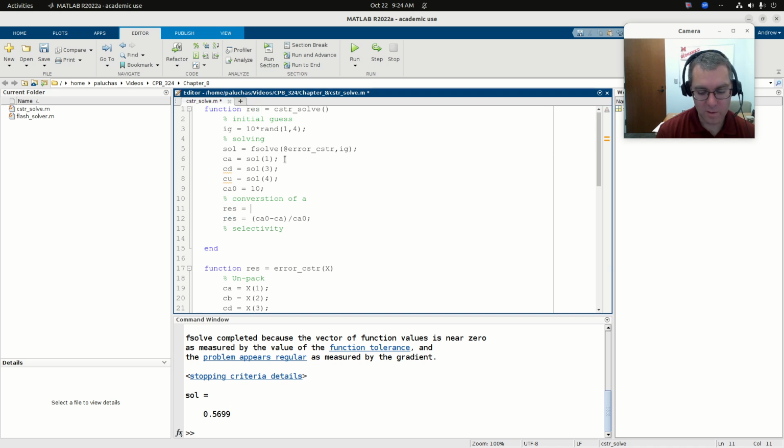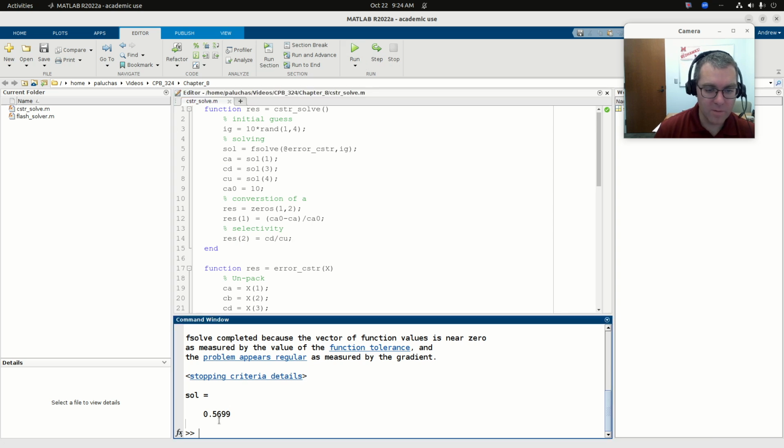So I'm just going to define res, a vector of length 2. There's my first element, and then my selectivity. So that'll be res 1, then this will be res 2. It's going to be CD divided by CU. Okay, let me save that. And now if I run this, okay, now I have my conversion, and there's my selectivity. Good.